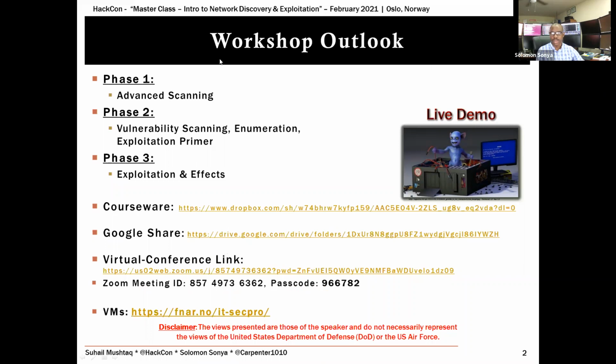For our workshop, this is where we are. Yesterday we went over the beginning and ended with the initial portions of our advanced scanning. Today we will continue in that advanced scanning as well as get into vulnerability scanning, discovering vulnerabilities on the systems that we own, the systems that we wish to protect, as well as additional enumeration steps. And then we'll get into some exploitation primer, the beginning of how we go about attacking and exploiting those machines that we have.